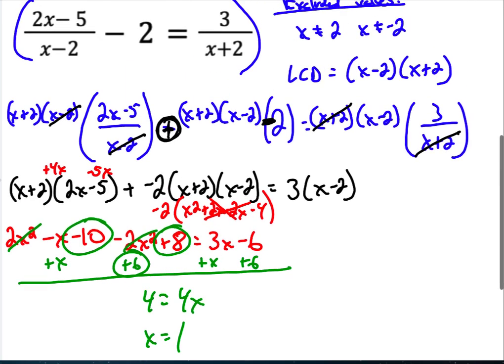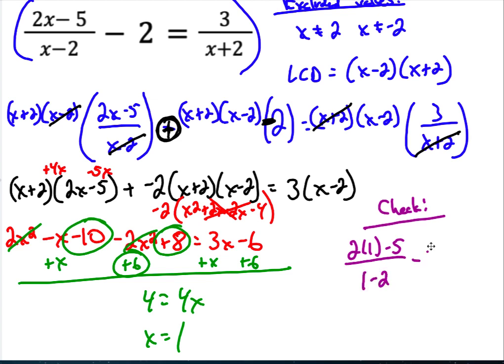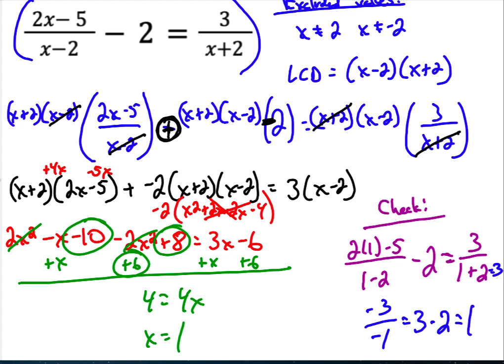Last part, do a quick check. So 2 times 1 minus 5 over 1 minus 2. Minus 2 is 3 over 1 plus 2. 2 times 1 is 2, minus 5 is negative 3. 1 minus 2 is negative 1. Well, negative 3 over negative 1 is really just 3 minus 2. The other side is 3 over 3, which is really just 1. 3 minus 2 really is 1.